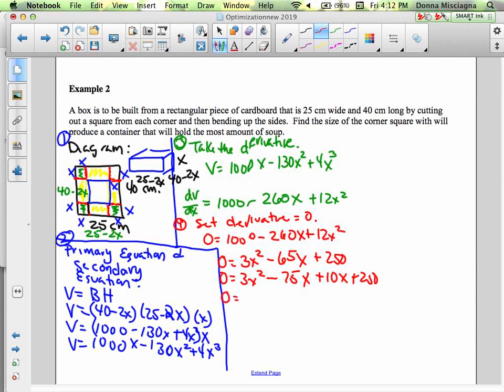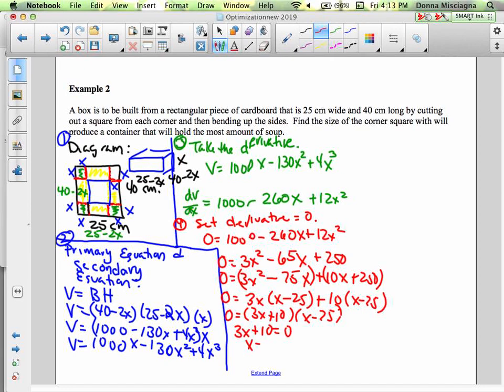This would be easier. First two are a group, second two are a group. The common factor for the first group would be a 3x. And so that's going to be x minus 25, and then a 10, x minus 25. So 0 equals 3x plus 10, x minus 25. And so we get two solutions here. But now let's think of our feasible domain. So 3x plus 10 equals 0, x equals negative 10 thirds, and x equals 25.